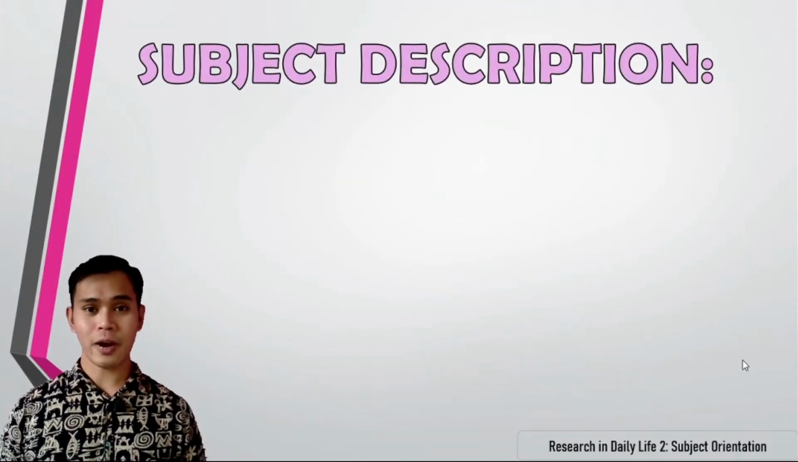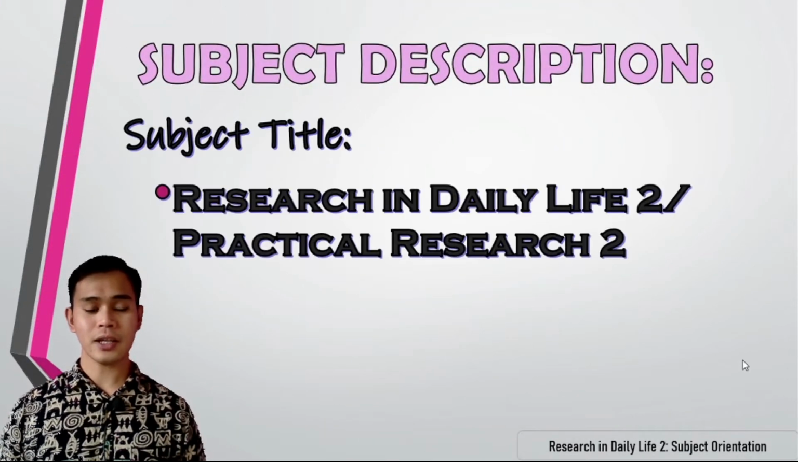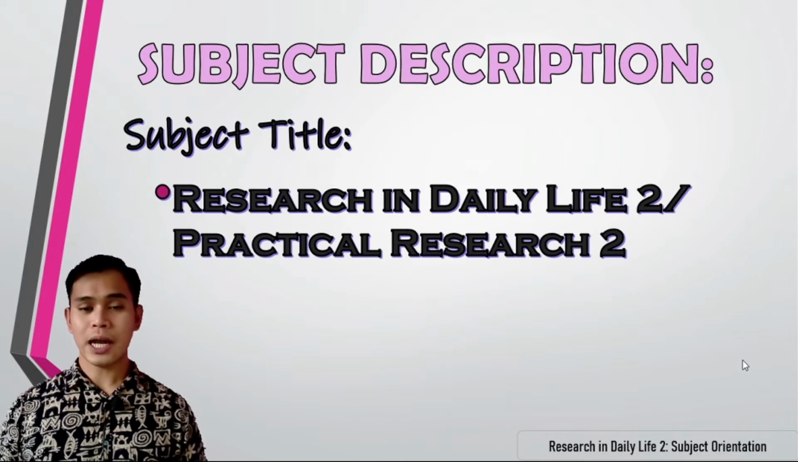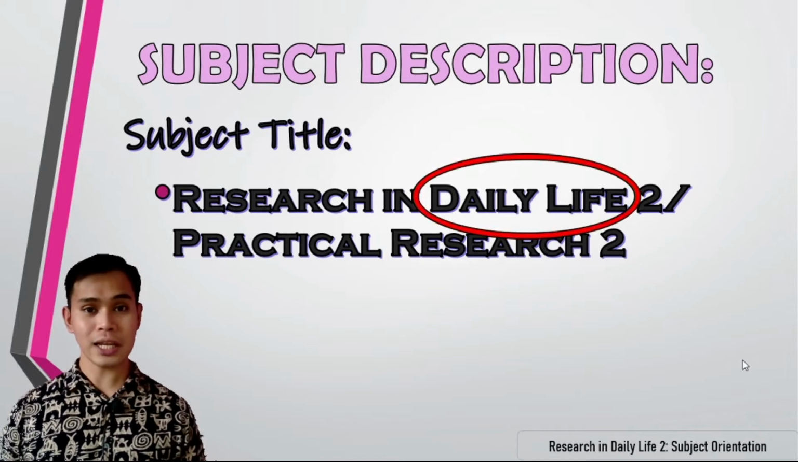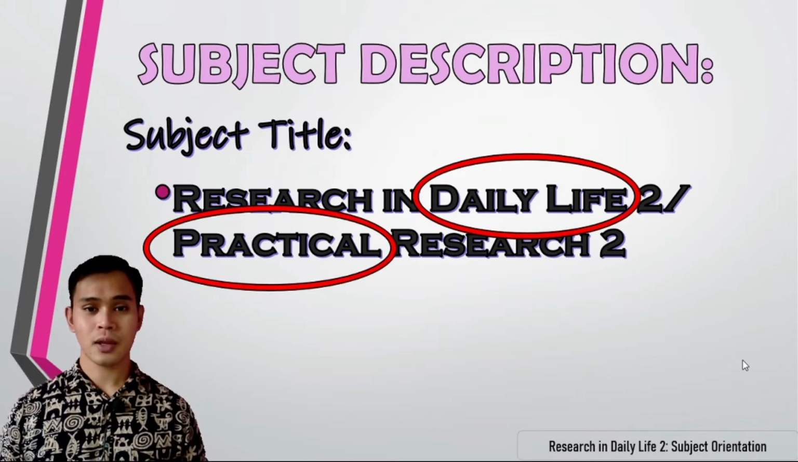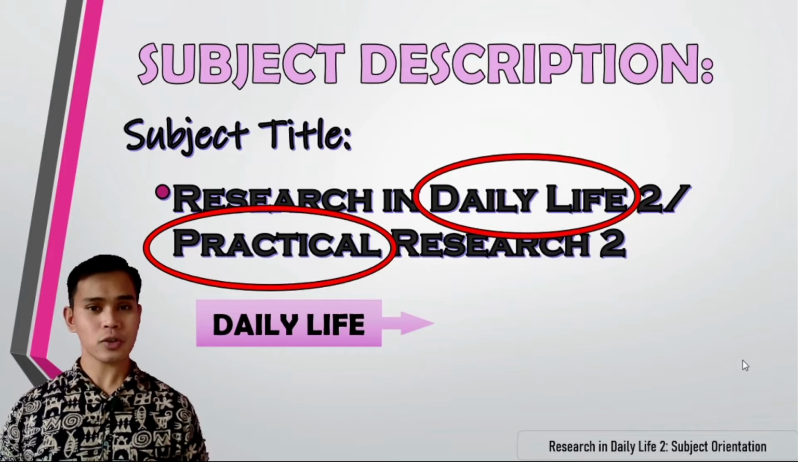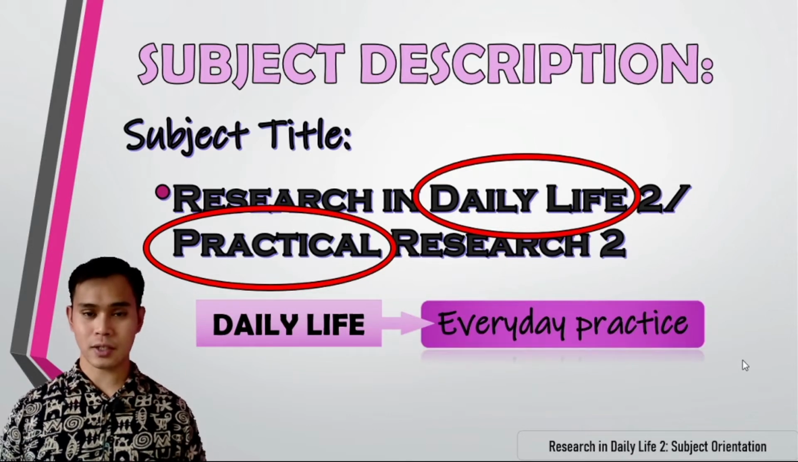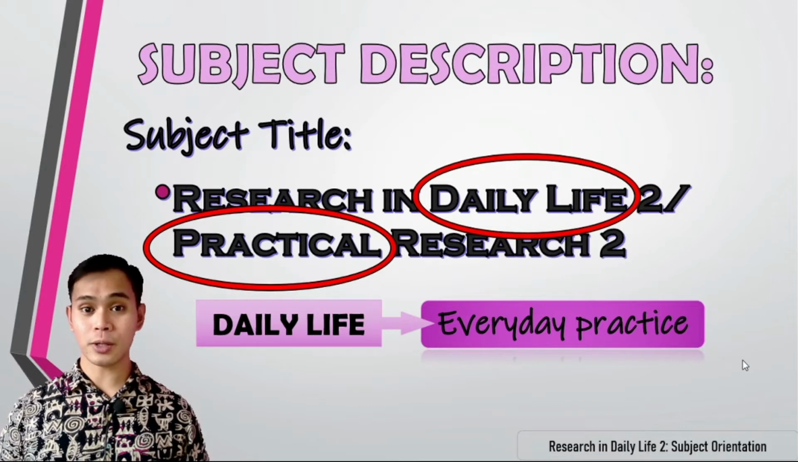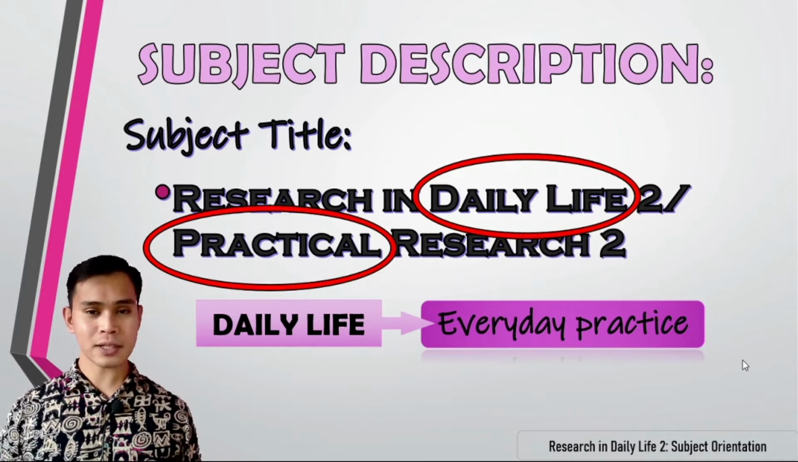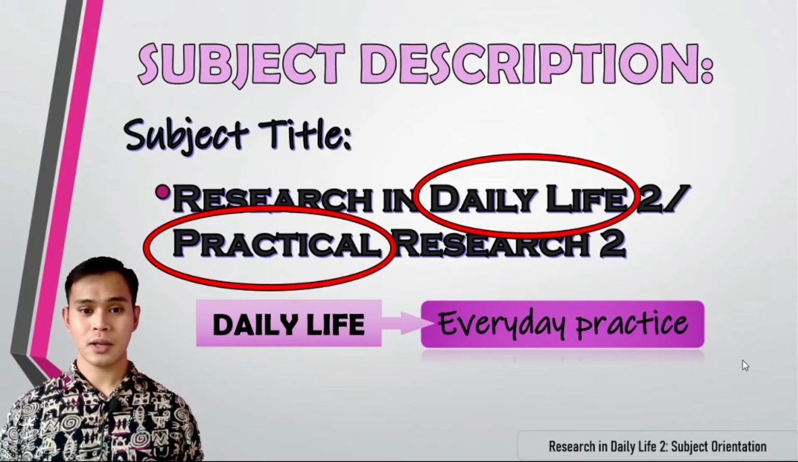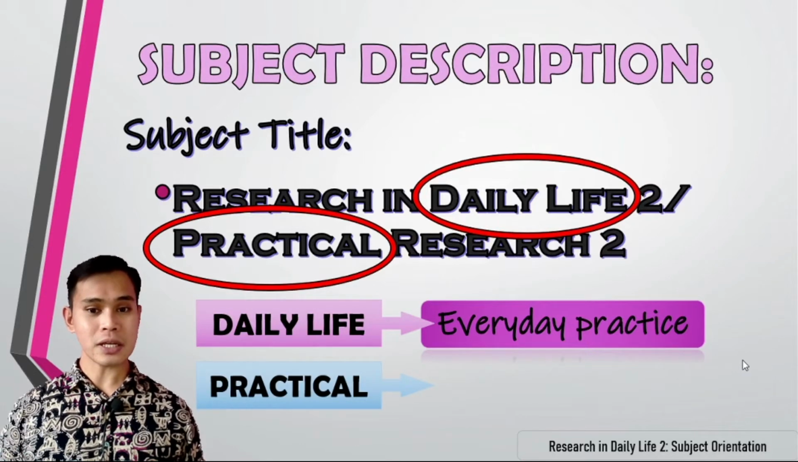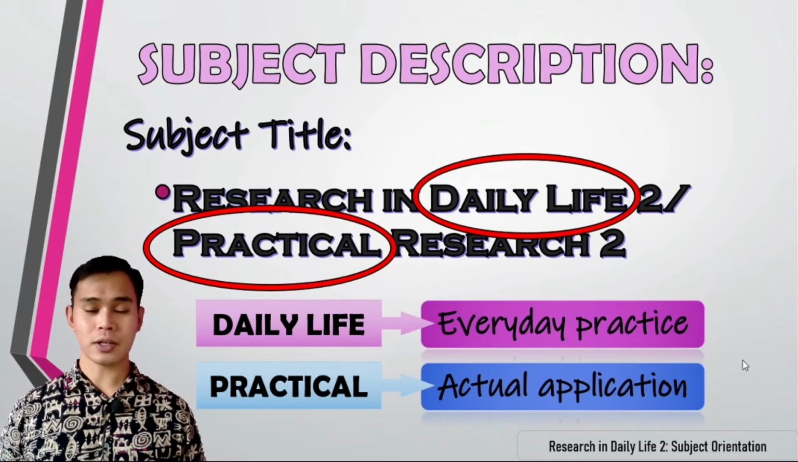To start off, we have our subject title. The title is Research in Daily Life 2 or Practical Research 2. Now, before we continue, I want you to focus on these two terms here, which are daily life and practical. When we say daily life, it's usually associated with everyday practice, something that you do on a regular basis. It could be your habits, your routines, pretty much anything that you do regularly. Practical is simply actual application of what you have learned.